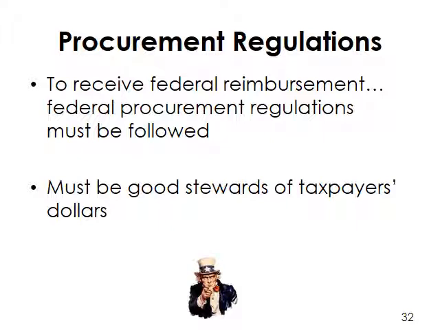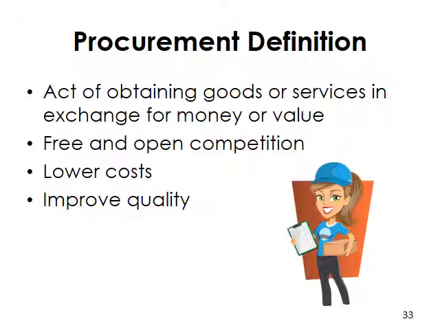School food authorities must be good stewards of taxpayer dollars. Procurement is important to a well-run school nutrition program. It is the act of obtaining goods or services in exchange for money or value. Free and open competition means that everyone has the same opportunity to compete for your business. If the playing field is level, vendor participation is encouraged. Procurement is a multi-step process that will allow you to obtain your purchases at the best possible price. Better quality products and services result.